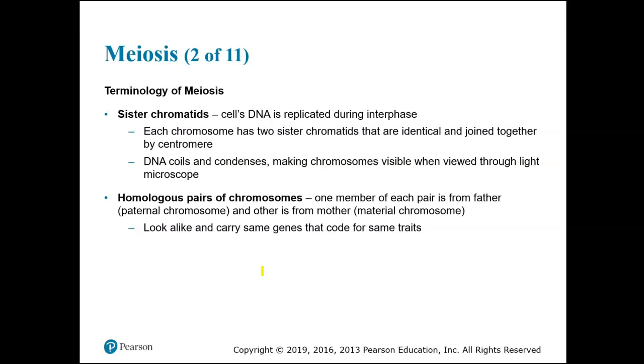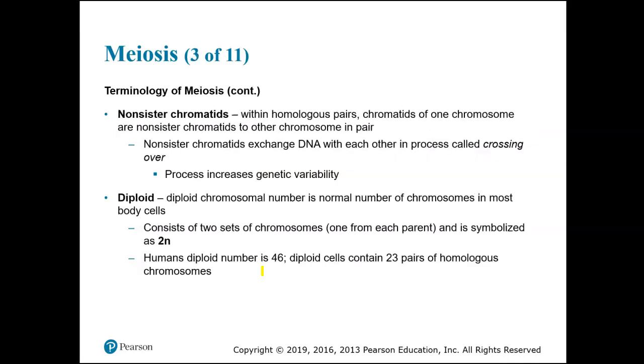Now, the chromosome that you inherited from your mom carries the same genes as the homologous chromosome you inherited from your dad, but they may not be the same versions of those genes. They may both have the genes for height or eye color or skin color, but they may not be the same color. One of your parents may be shorter and the other one taller, but the genes are the same. The genes are for the same traits.